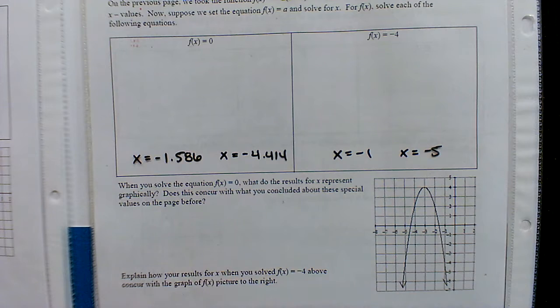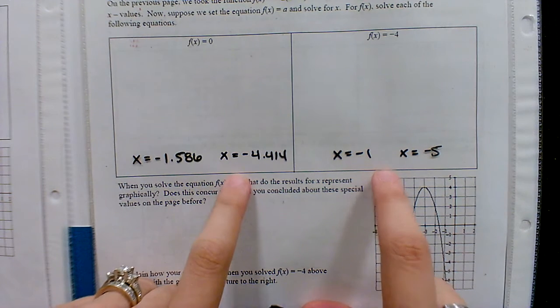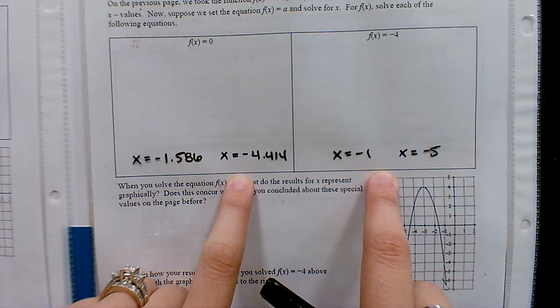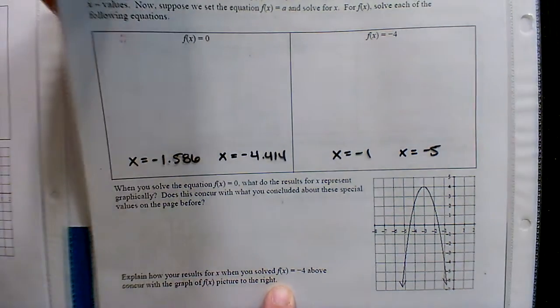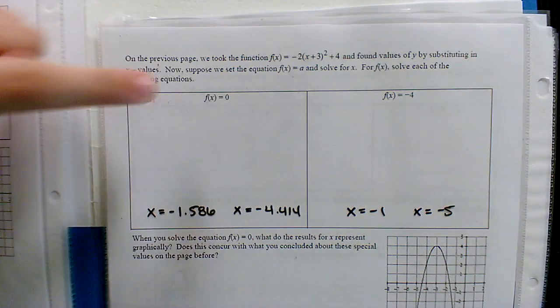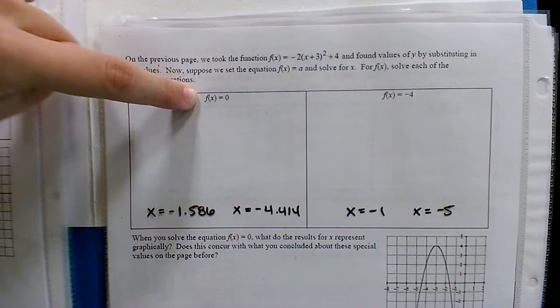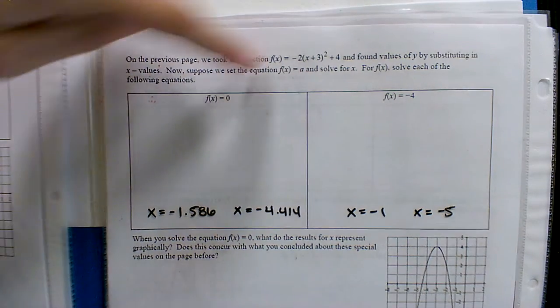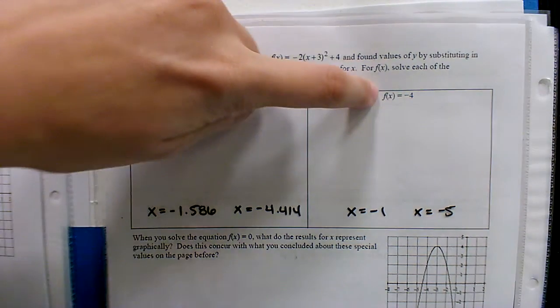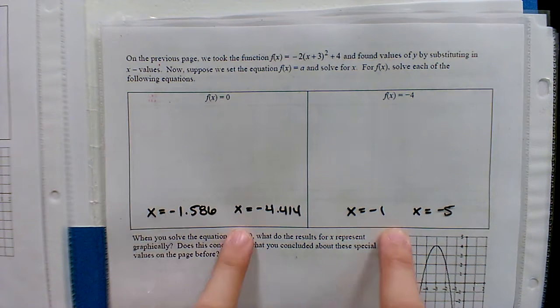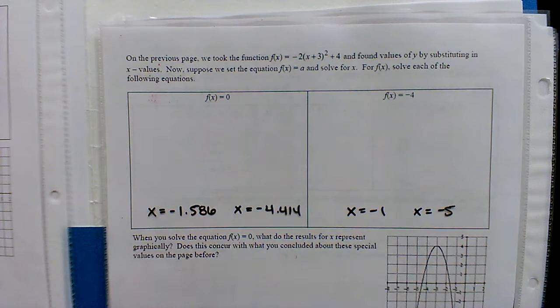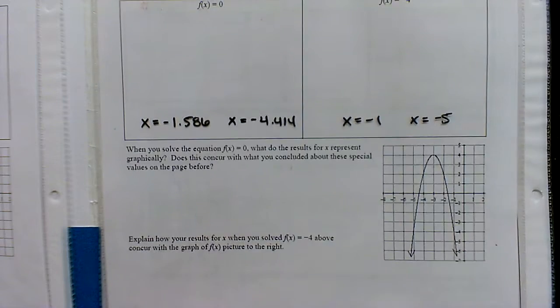Did we leave off on page 40 and find these x values? But that's as far as we got. We didn't answer any of the questions? No? Okay. Just as a refresher from yesterday, we set our f of x parabola equation equal to 0 in the first block. We set it equal to -4 in the second block. And solving for x, we ended up getting 2 x solutions for each problem.